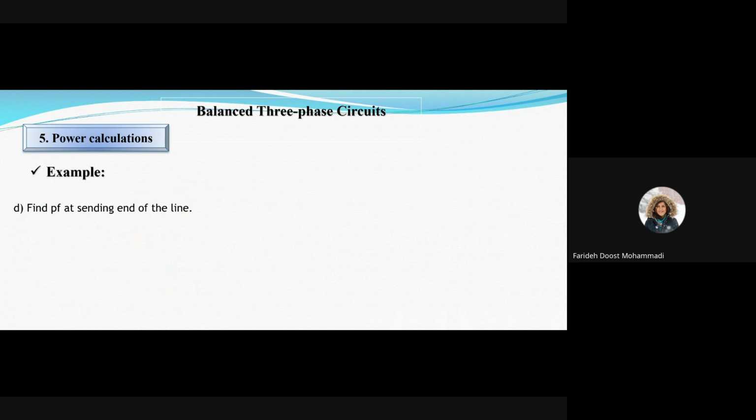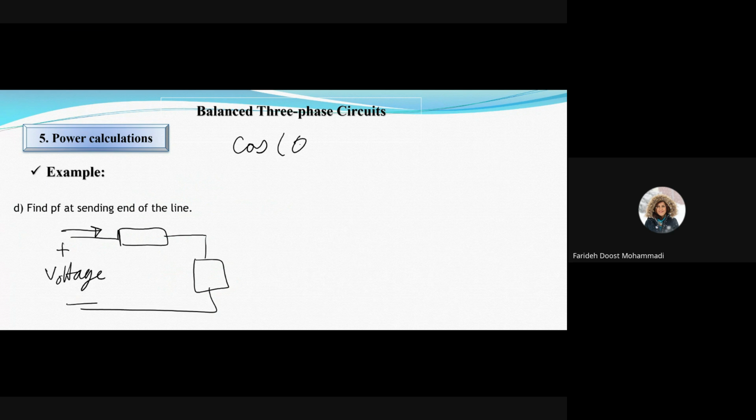The next part is asking for the power factor at the sending end of the line. If we need the power factor at the sending end of the line, it means you need to have the angle of the voltage here and the angle for the current here, and the cosine of the voltage angle minus the current angle will be the power factor. Power factor in a circuit is not going to be one single value.